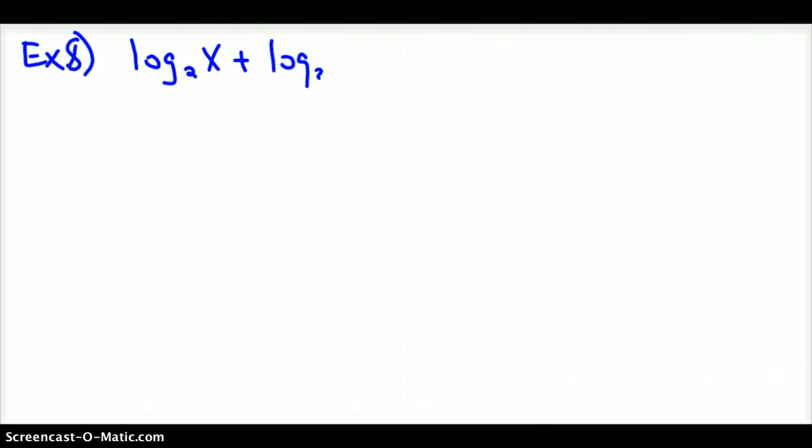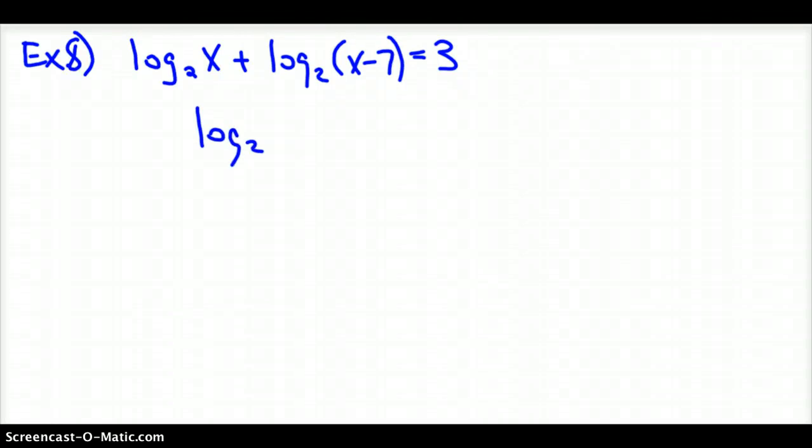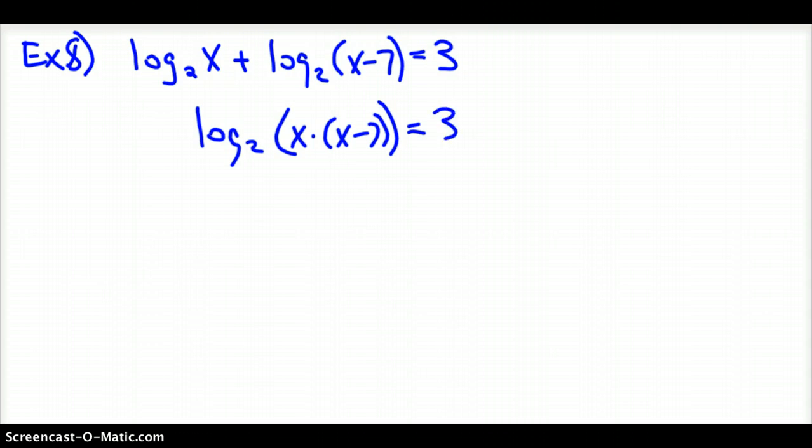Now, this is a log type problem, so this is example 8. Log base 2 of x plus log base 2 of x minus 7 equals 3. Since we have a log base 2 expression plus a log base 2 expression, we're going to condense this into log base 2 of x times x minus 7 equals 3.